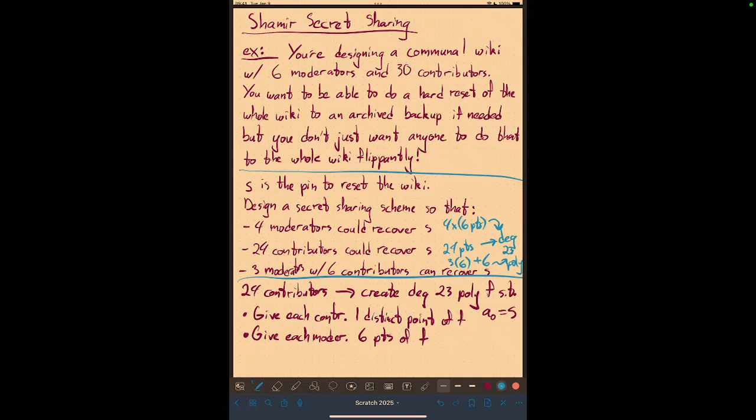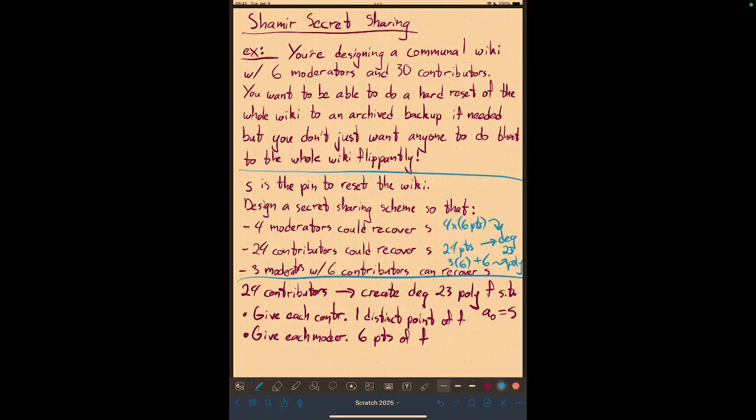Yeah? That is trickier if you want to combine 2 groups. I believe there are ways to do it, but it is trickier to combine two groups like we have here. Right here, we're combining two groups. We're having 3 moderators with 6 contributors, and that does make having a single polynomial a better fit for this design problem specifically.